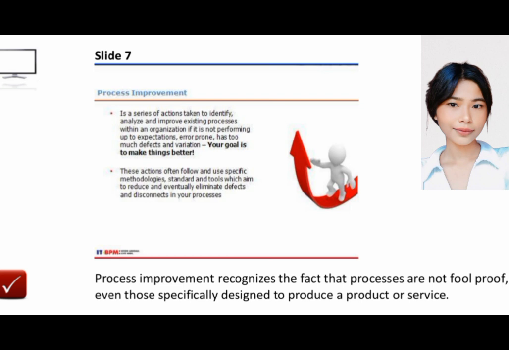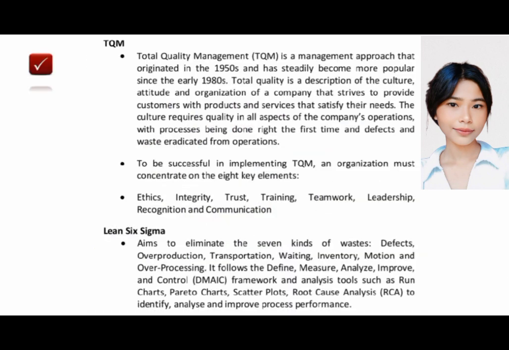It's a systematic approach to identify problems in how tasks are done, analyze why they're happening, and then implement changes to fix them. So these actions follow and use specific methodologies, standards and tools which aim to reduce and eventually eliminate defects and disconnects in process such as the TQM or total quality management.